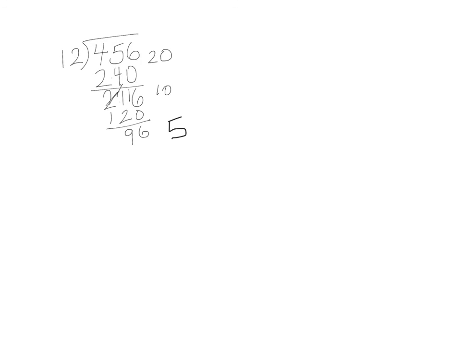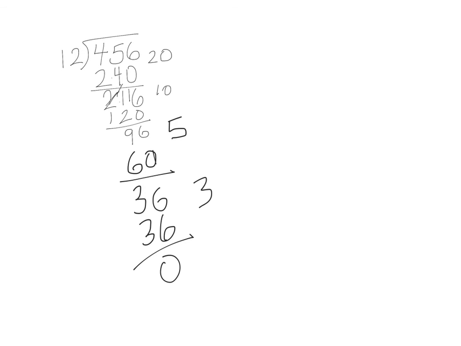So let's do 12 times 5 is 60. And then we show what we have left. And then finally, 12 times 3 is 36. And then they just add up the numbers that they put into the 456 to find out what 456 divided by 12 is. So 20 plus 10 plus 5 plus 3 is 38.